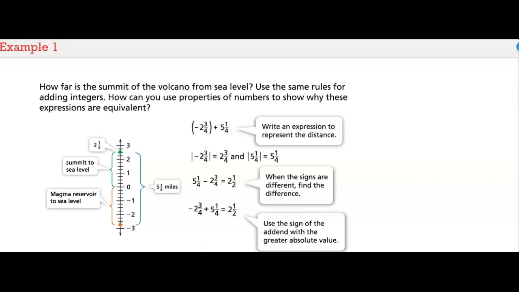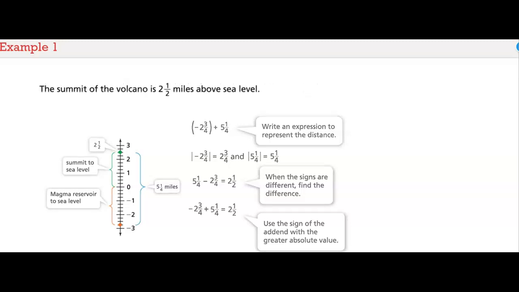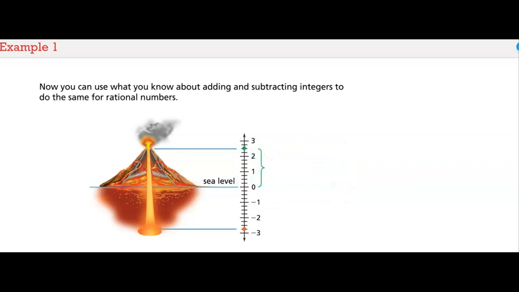How can you use properties of numbers to show why the two expressions are equivalent? The order of the addends is switched using the commutative property. Then you can rewrite addition of a negative number as subtraction of its opposite. The summit of the volcano is 2.5 miles above sea level. Now, you can use what you know about adding and subtracting integers to do the same for rational numbers.